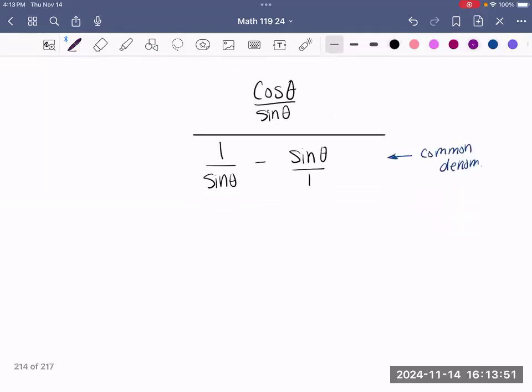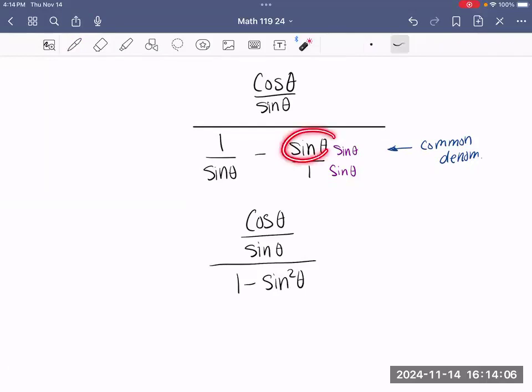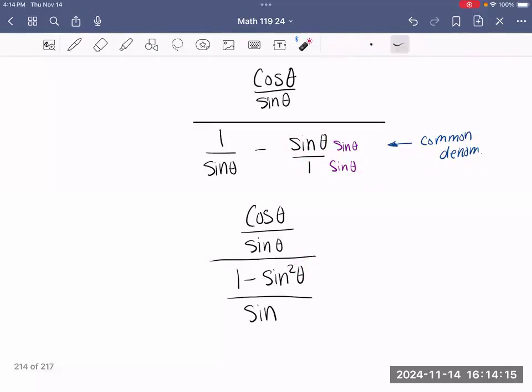So the common denominator for us would just be sine of theta. So now we have cosine of theta over sine of theta all over 1 minus sine squared of theta. This sine times itself is just going to give us sine squared all over sine. And no, we don't want to cancel these out, because then we're going to work backwards.